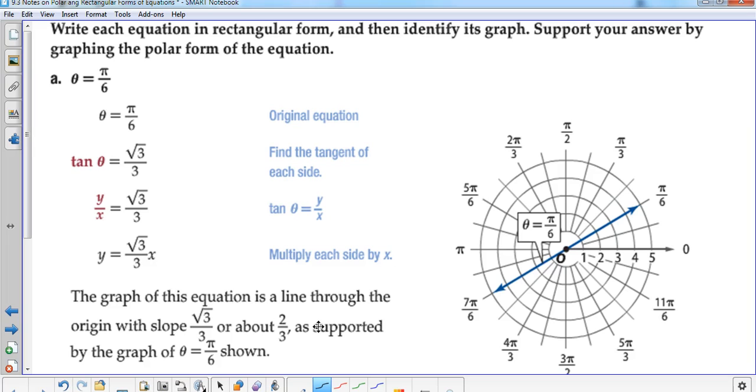Go in the other direction. Ready? This is a what? Visualize all the points, no matter what the radius, that has a theta of pi over 6. It's a line.